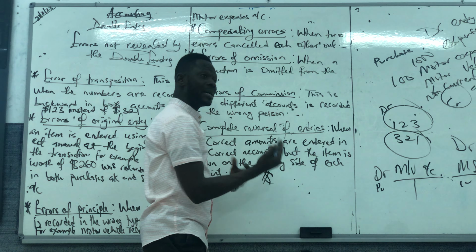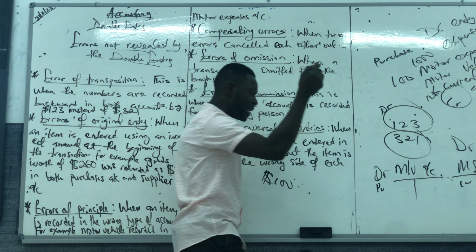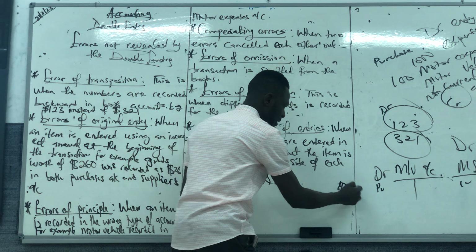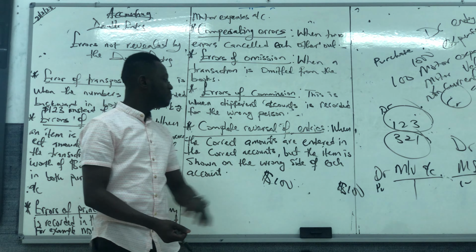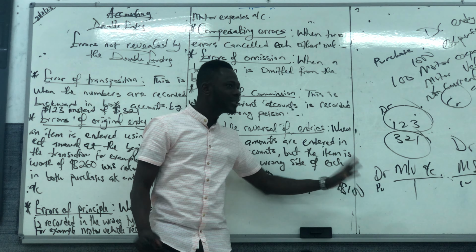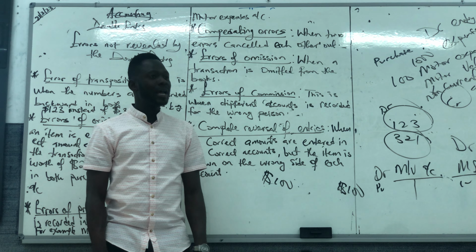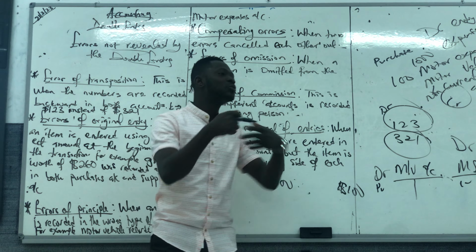I overcharged my debit side by 100. At the same time, I overcharged my credit side. I made a mistake of 100 on the debit side, and the same amount on the credit side. So this 100 will cancel this 100. Yes or no? Yes. At that point in time, the balance will still balance.